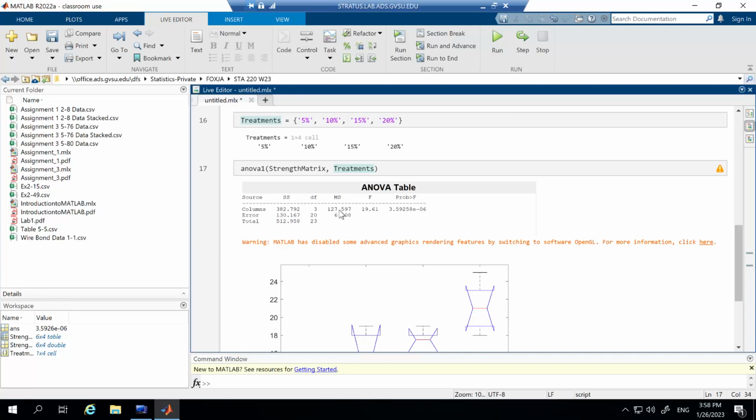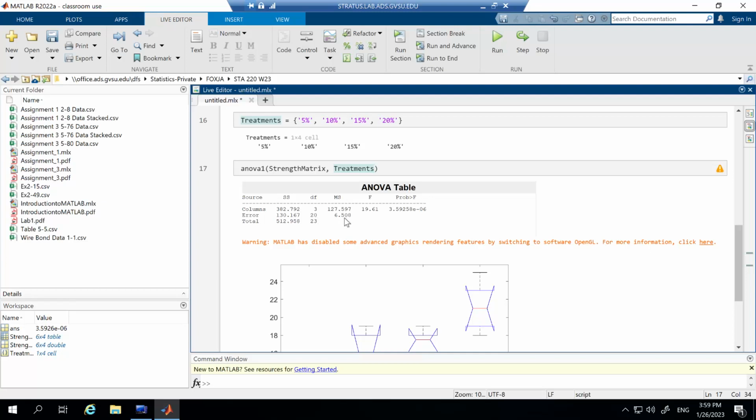Remember, the mean square we can calculate if we have the sum of squares and degrees of freedom. All we do is take the sum of squares for the columns and divide that by the degrees of freedom for the columns, and that'll give us our mean square. And similarly, if we add up the sum of squares for the columns and the sum of squares for the error, that's going to give us the sum of squares total. And then same thing with the degrees of freedom: the degrees of freedom for columns plus the degrees of freedom for error equals the degrees of freedom total.